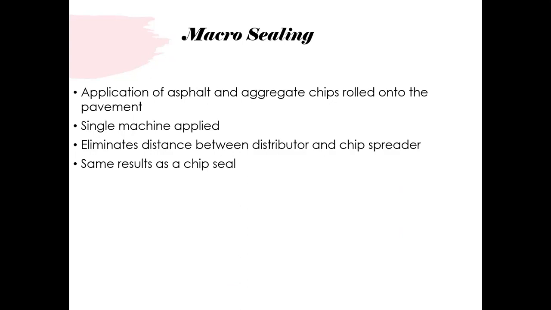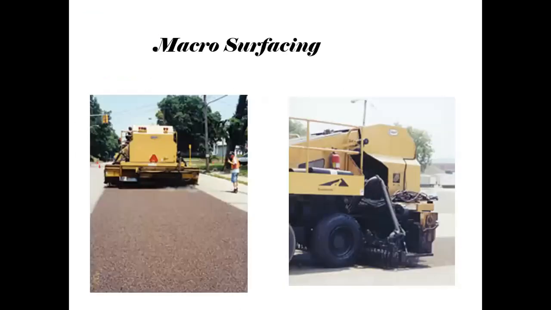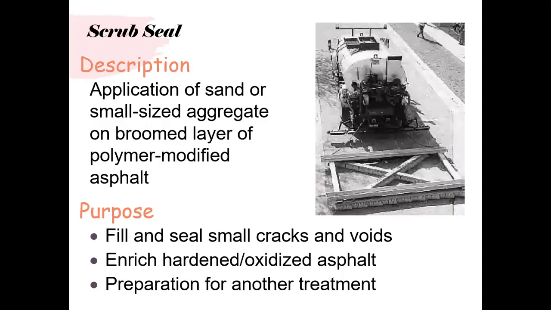It is an application of asphalt and aggregate rolled into the pavement, a single pass, single machine applied, which eliminates the distance between distributor and chip spreader. Same result as a chip seal. It's a modified version of a chip seal. It's what we call a macro surface. There comes another way, the application of sand or small size aggregates on a broom layer of polymer modified asphalt. Fill and seal small cracks, enrich hardened oxidized asphalt, preparation for another treatment.